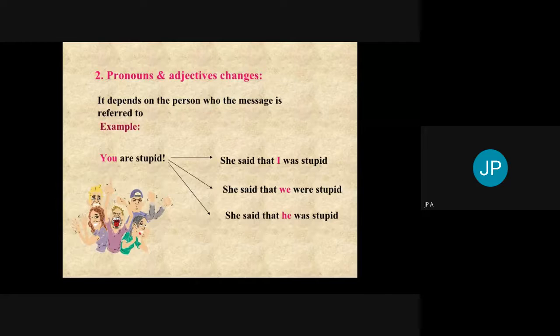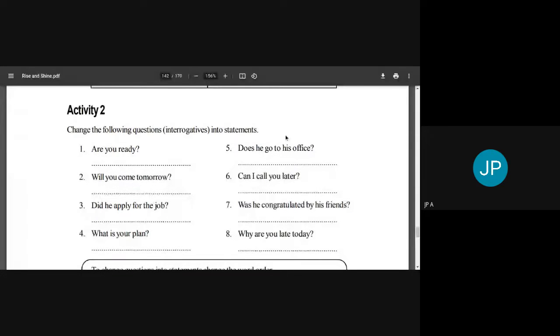If you do an exercise on this, it will make it more clear. Here we have an activity. This is in the next page, page 128 of the textbook.